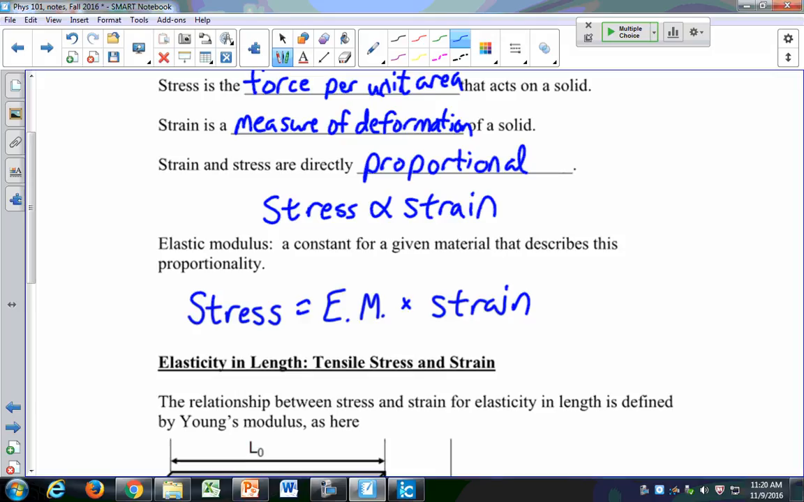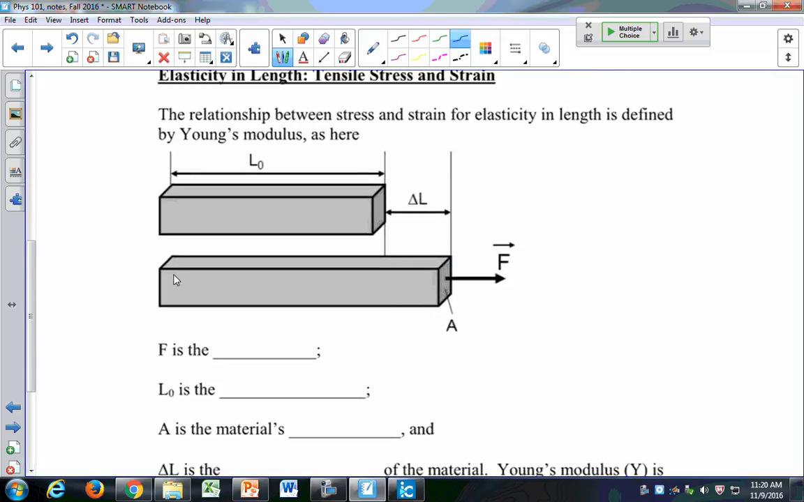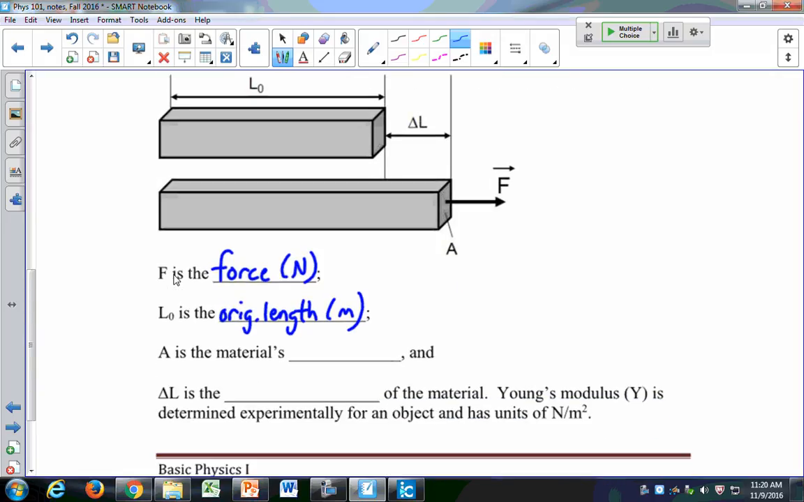So let's look at that in terms of tensile stress and strain. If I have an object of length L naught, and I apply a force over a certain unit area to that object, that causes it to stretch. You can think of a rubber band. If you apply a force per unit area to it, I can make it stretch. F is the force, in SI units that's in newtons. L naught is the original length, in meters. A is the material's cross-sectional area. And delta L is the change in length, the strain of the material.